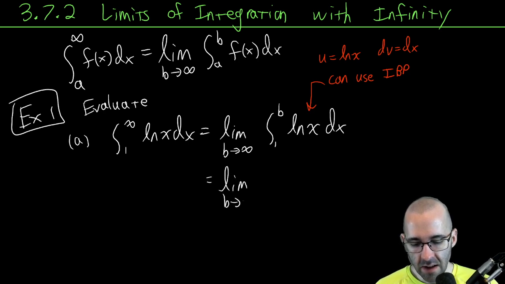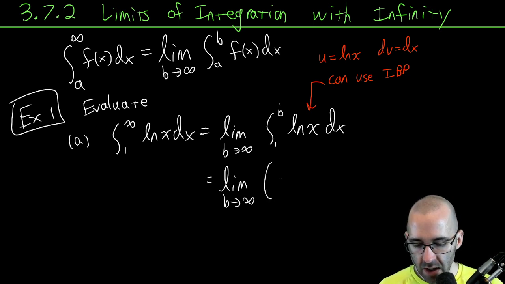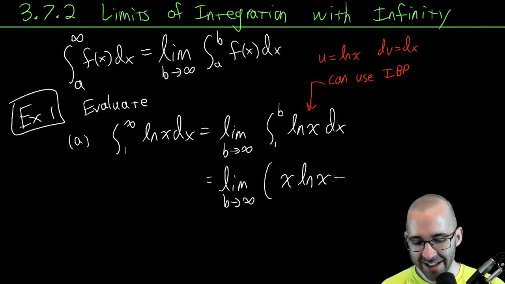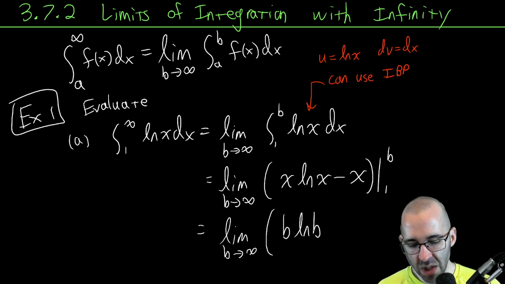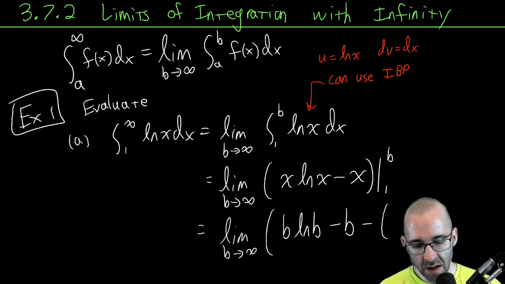And you're going to get that this answer, I wrote it down to save us some time, is x times the natural log of x minus x, great. And that's getting evaluated from 1 to b. So that's the limit as b goes to infinity of b times the natural log of b minus b minus what happens when we plug in 1: 1 times the natural log of 1 minus 1. Okay, that looks kind of weird. The natural log of 1 is 0.